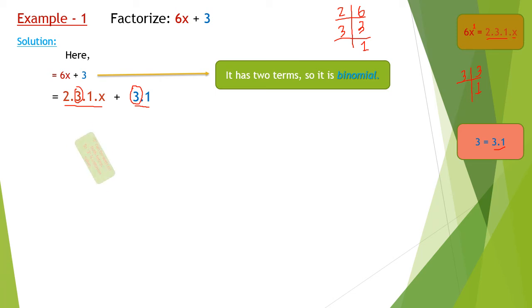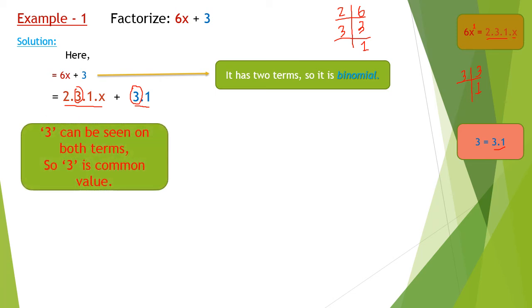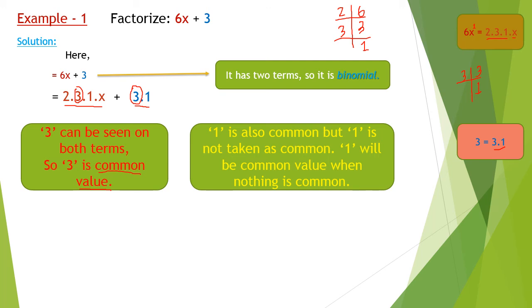So you can see 3 is on both terms, so 3 is a common value. We have to understand what common value means. Common value means that value which is on both terms. If we can see it on both terms, then we can say that value is a common value. So right here, it's 3. 1 is also common, but 1 is not taken as common. We will only consider 1 when nothing is common. We will come across that type of question also. So 3 is common, and we have to separate that common value from the other values. From this part we have to separate 3 and bring it outside.